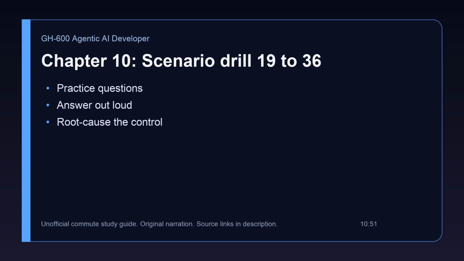Question 23. What should an agent do after a transient CI failure? A. Retry if the workflow supports safe retry and the failure is transient. B. Immediately rewrite unrelated code. C. Merge anyway. D. Delete the CI workflow.